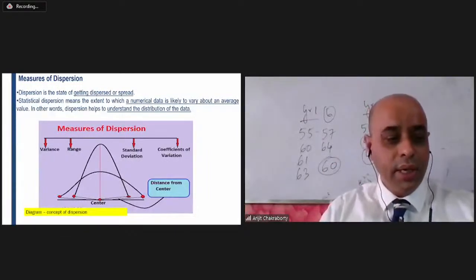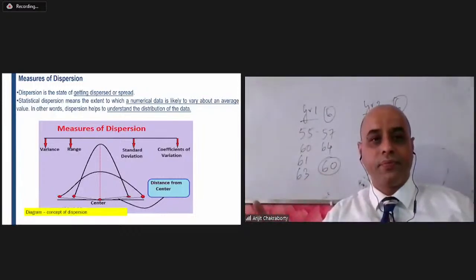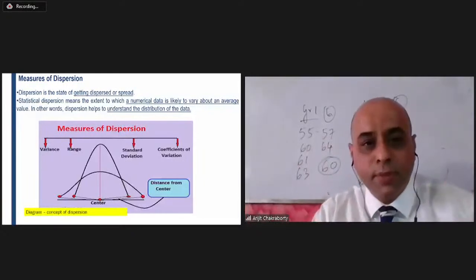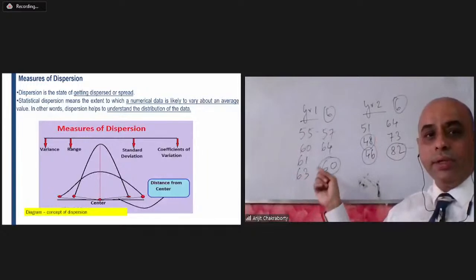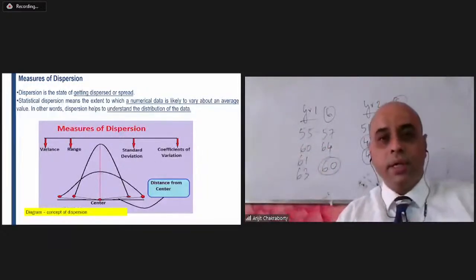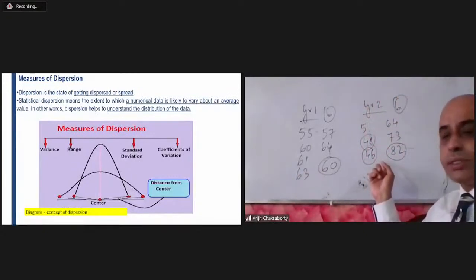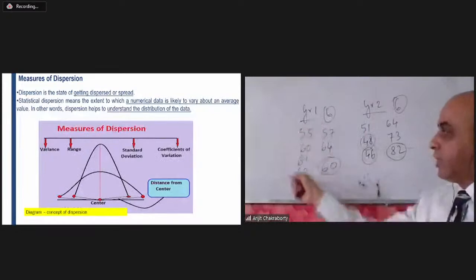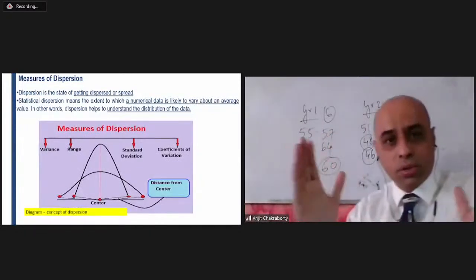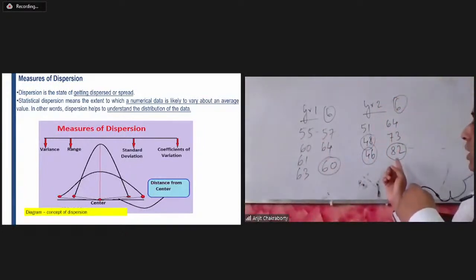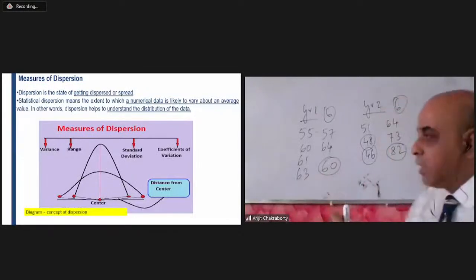So dispersion is the state of getting spread out, dispersed. Statistical dispersion means the extent to which the numerical data, like I took examples, is varying. In this case, the variance is more than here. Here the variance is less. If the mean is 60, you can see most of the observations are close to 60. But here, the observations are quite spread out. Let us try to see.